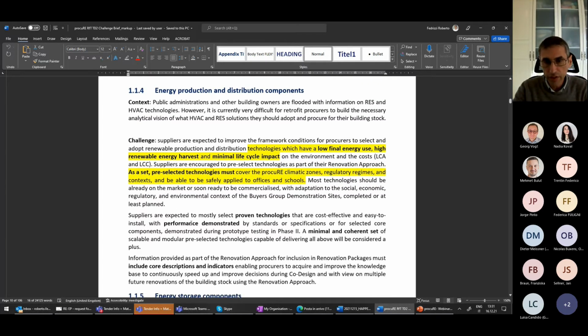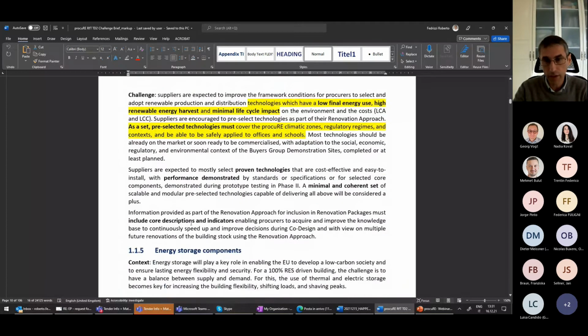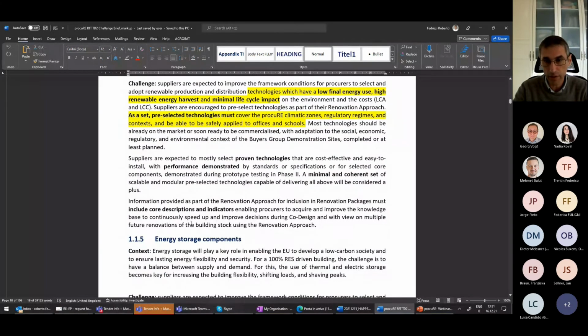In this initial phase, we would like to see a set of pre-selected technologies that should cover different kinds of buildings and different climatic zones, but also different regulatory regimes. So we also want to be sure that the technologies you propose can actually be implemented in different member states in Europe, Turkey and Israel also, that are in focus here.